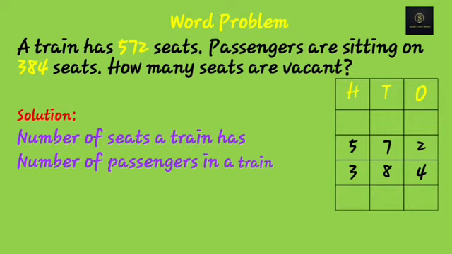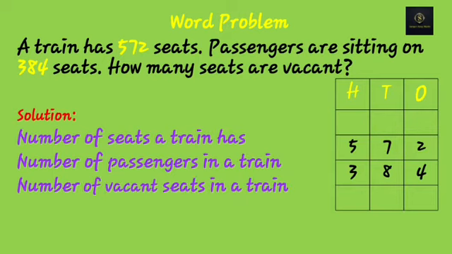And what we have to find out? Yes, we have to find out how many seats are vacant. So, our third statement will be number of vacant seats in a train.